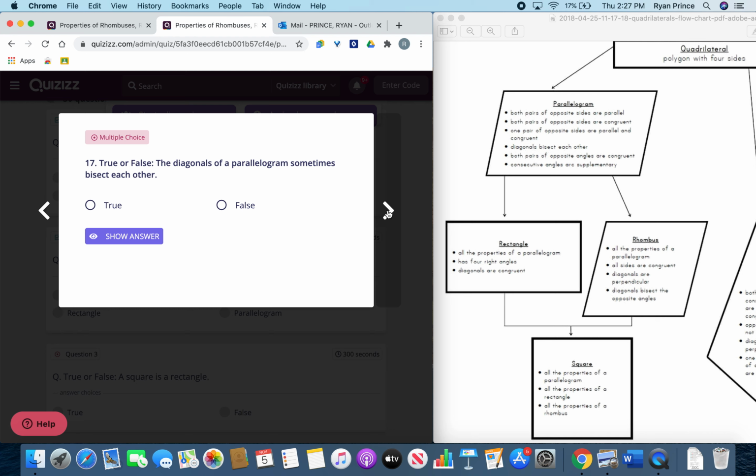Diagonals of a parallelogram sometimes bisect each other. Yeah, sometimes they bisect each other, because if the diagonals bisect each other, actually it's not a sometimes, they always bisect, because for a parallelogram, you've got right here, diagonals bisect each other. So that throws you off because it says sometimes. It should be always bisect each other.